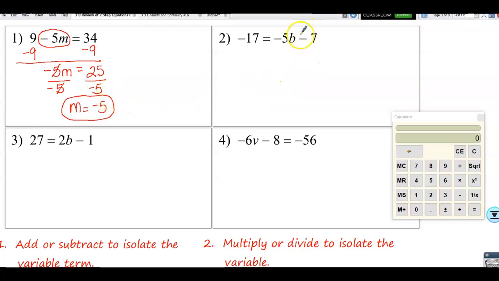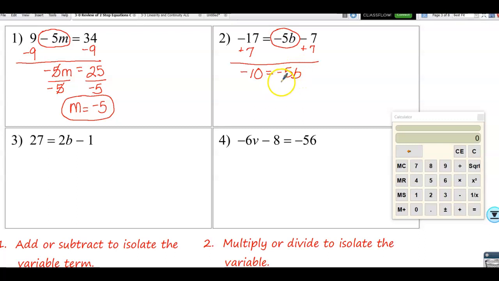Sometimes the variable will be on the right-hand side of the equal sign. Perfectly fine, no problem. Here is the variable term. We will need to add or subtract to isolate this term, which means we're going to have to get rid of this number. You always want to get rid of the number that is on the same side with the variable term. So that is a negative 7 or a minus 7, so we're going to add 7 to both sides. That gives me negative 10 on the left-hand side is equal to negative 5b.